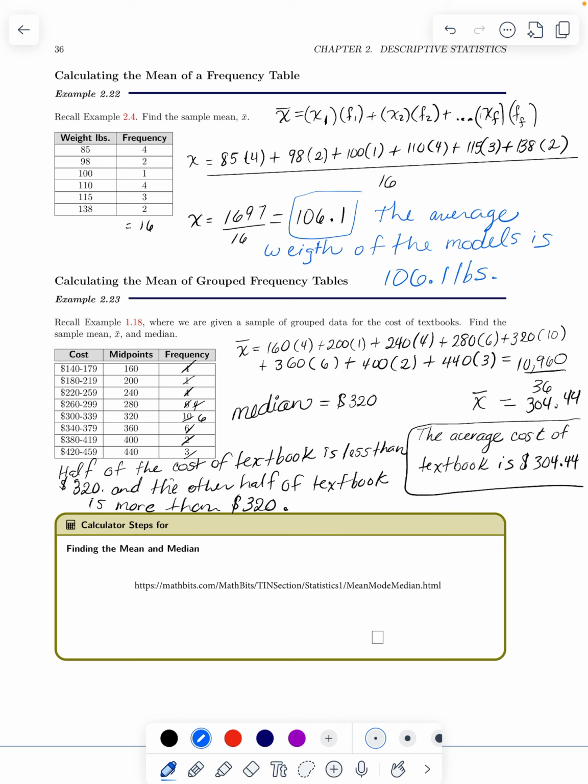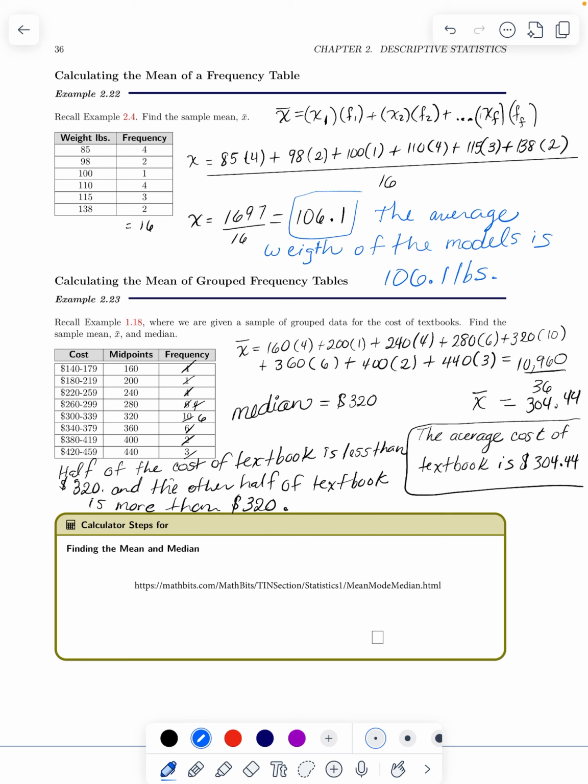Recall 1.18, where we are given a sample of group data. Remember, group data means that we have lower classes and upper classes, and then we go ahead and find the midpoints, including the frequencies. The procedure is pretty much the same, where we multiply the midpoints times the frequency and then add up each one of those classes.